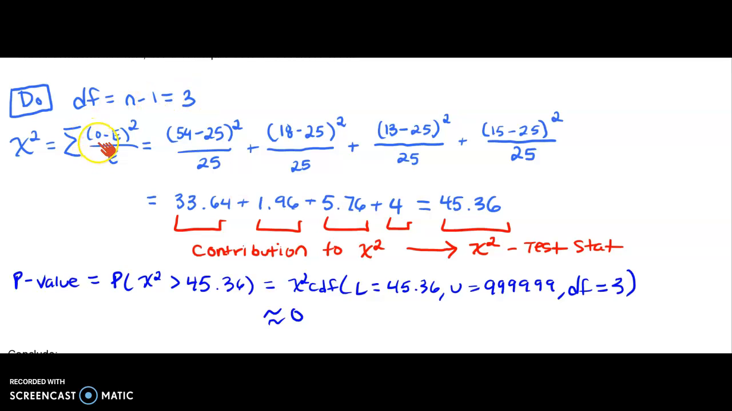Next up, this formula is just the observed minus the expected, squared, divided by the expected. So notice each of these here. This is the work that the calculator will do for us, but this is the test statistic. This is chi-square. Each of these terms gives me what we call the contribution to the chi-square statistic. That means if I sum all 4 of these differences up, I'll end up with my test statistic.